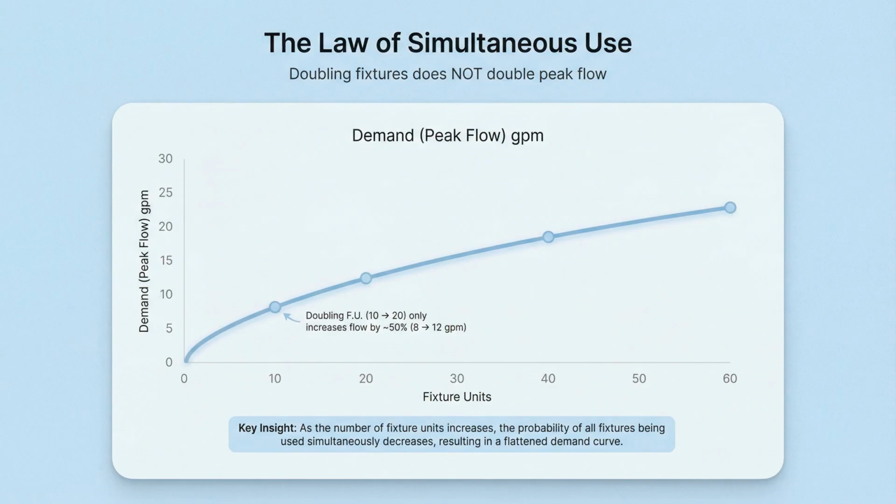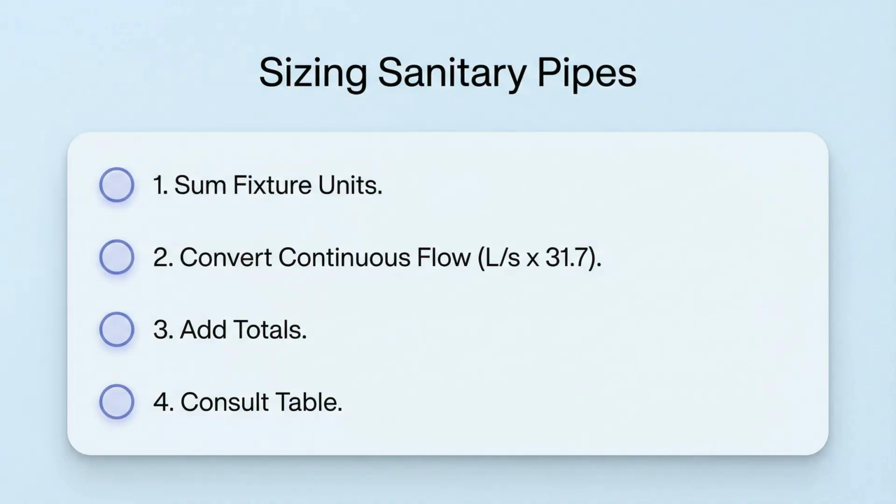So how do you size a sanitary pipe? It's a 4-step process. First, add up the fixture units for normal stuff like toilets and sinks. Second, take any continuous flow, like a pump, measure it in liters per second, and multiply by 31.7 to get fixture units. Third, add those two numbers together. Finally, look up that total in the code tables to find your pipe size.